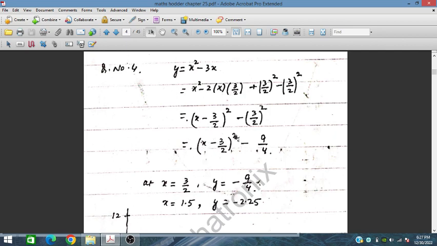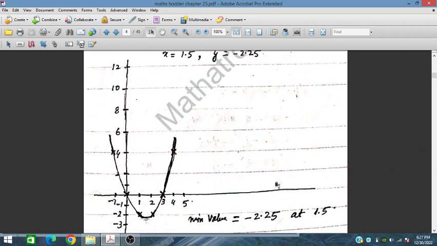So the minimum value of this square is 0. At that point the y value will be minus 9 upon 4. So at x equals 3 upon 2, the y value will be minus 9 upon 4. 3 upon 2 means 1.5, and y is equal to minus 2.25. So we have this minimum value at x equals 1.5, and we can see this by factorizing it.